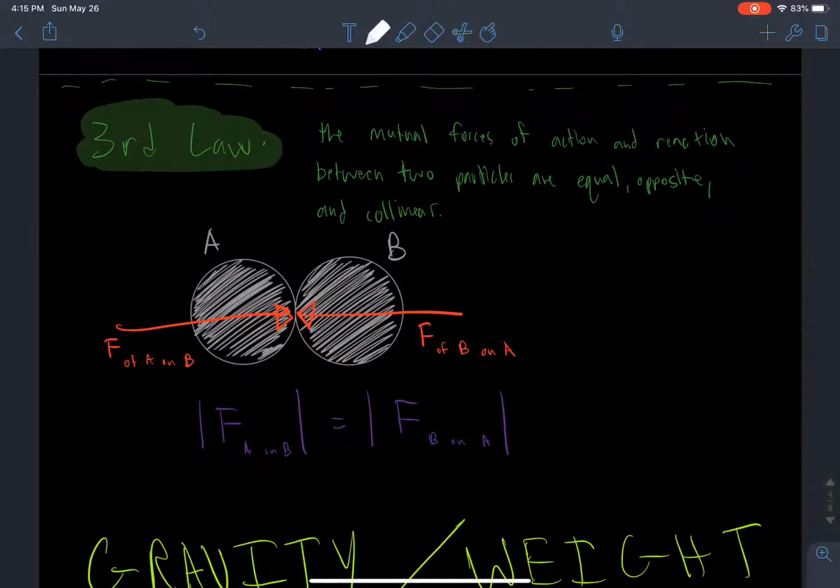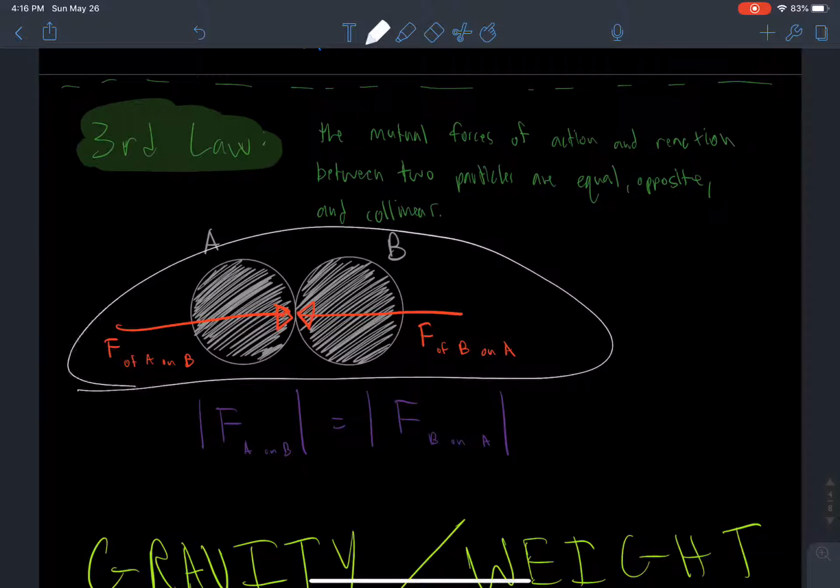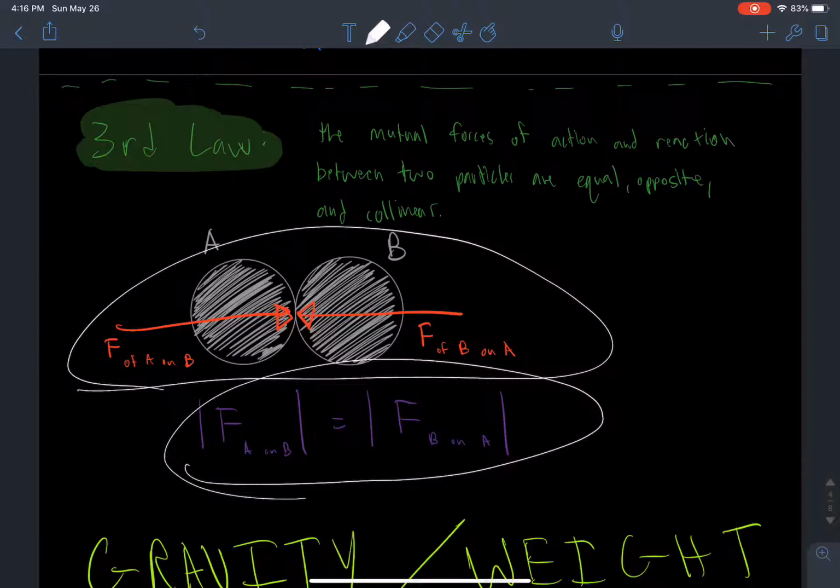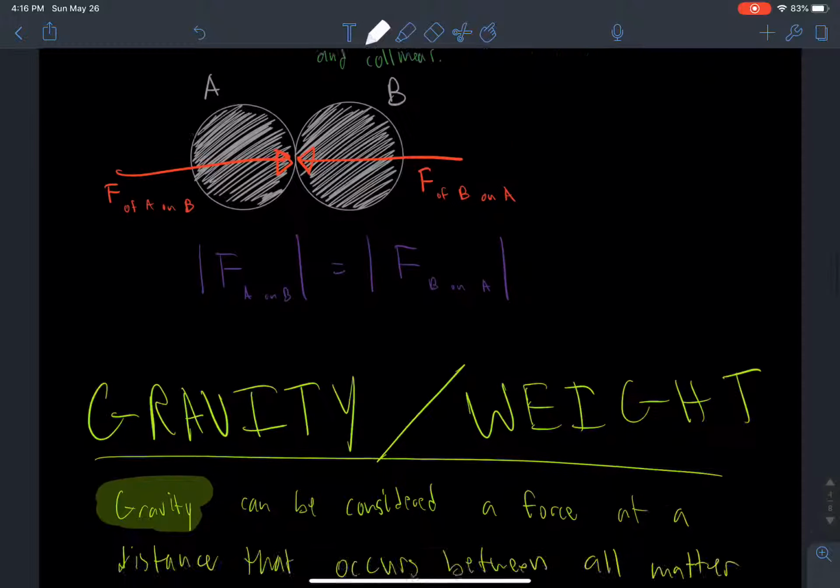And here's the third law. It's kind of self-explanatory, I guess. Each force has an equal and opposite reaction. Each action has equal and opposite reaction, and those are going to be completely collinear. And yeah, it's just something that you gotta know. I got a little illustration here, and then here showing that their magnitudes are going to be the same.